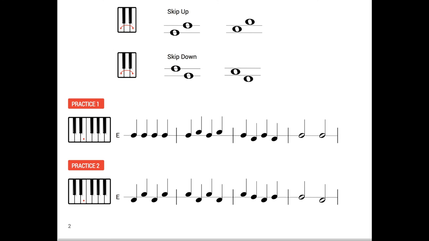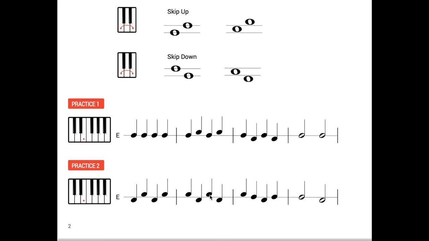Practice 2. The same as practice 1, this line is E. But the starting note is not E. It's one step lower than E. Then how are you going to find it? One step lower than E is D. So this first note is D. And space to space, so we're skipping up. D, F, D, F. Repeated notes since it's the same space. So same F. Skip down, D.